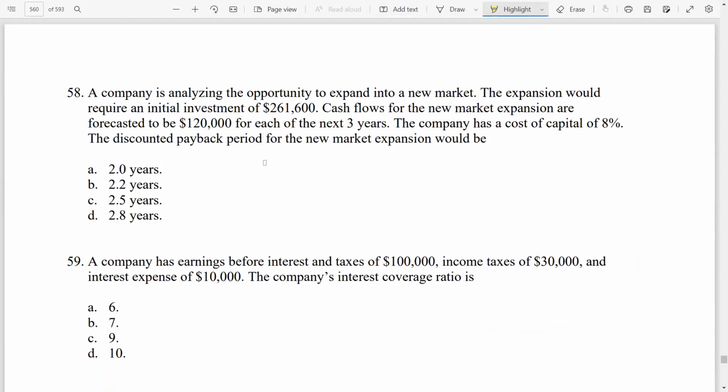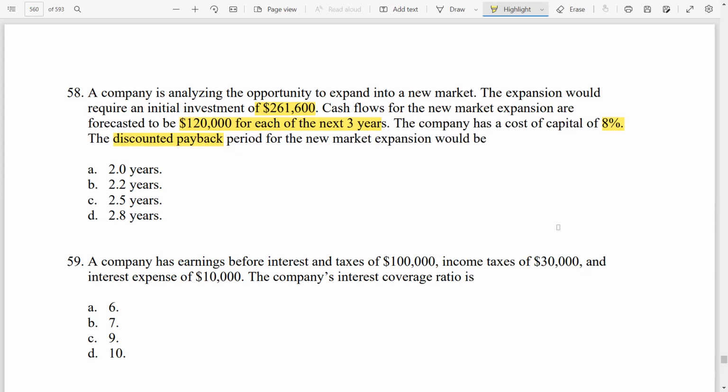Question number 58. A company is analyzing the opportunity to expand into a new market. The expansion will require an initial investment of 261,600. Cash flows for the new market expansion are forecasted to be 120,000 for the next 3 years. The company has a cost of capital of 8%. The discounted payback period for the new market expansion will be? Here we are dealing with discounted payback and not just a payback, so a payback that is discounted.